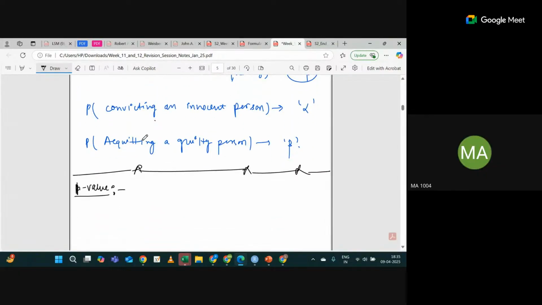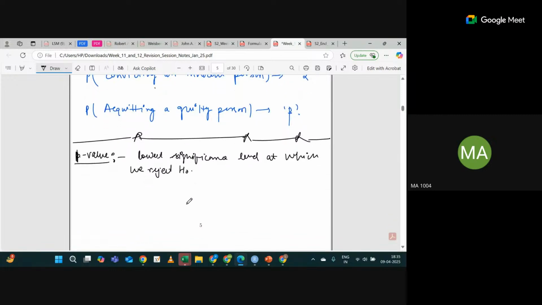So what is the p value? P value is nothing but the lowest significance level at which we reject h naught. You can say it is the least alpha basically. I will try to draw a graph. We should quickly cover the concept because we have to discuss the questions as well.